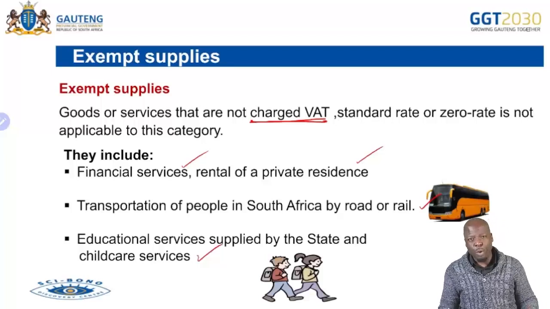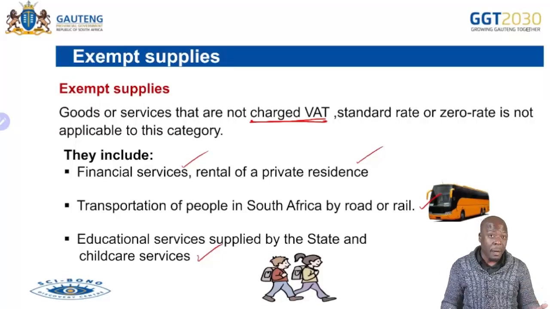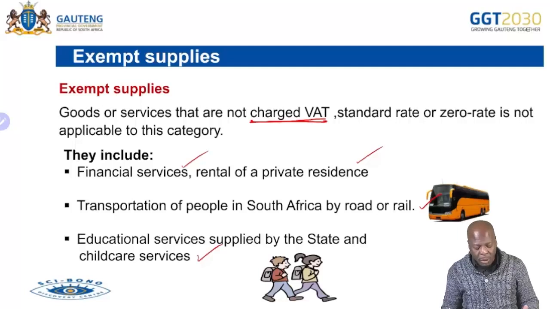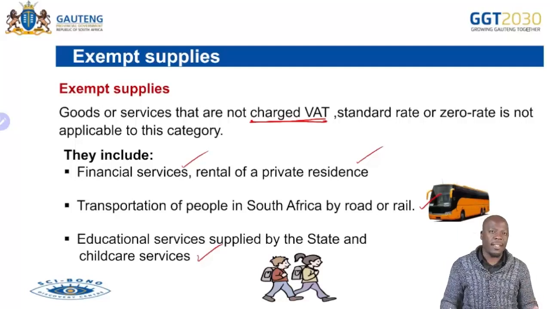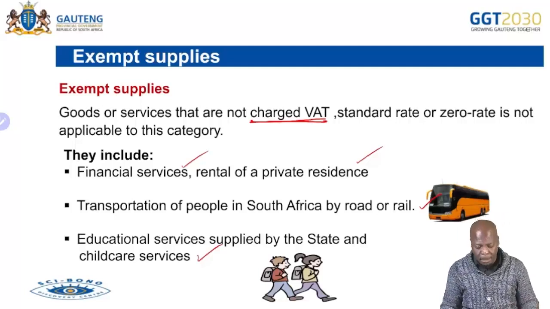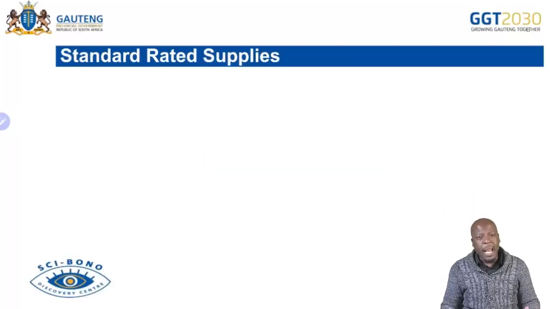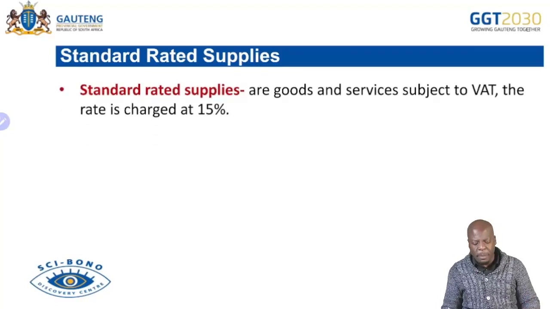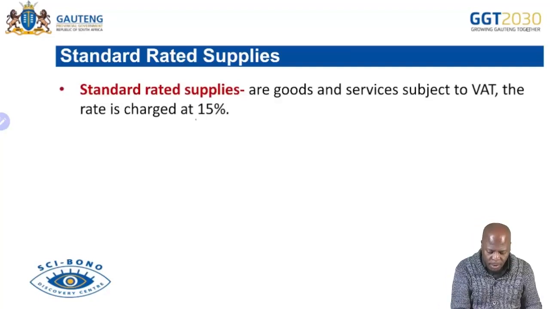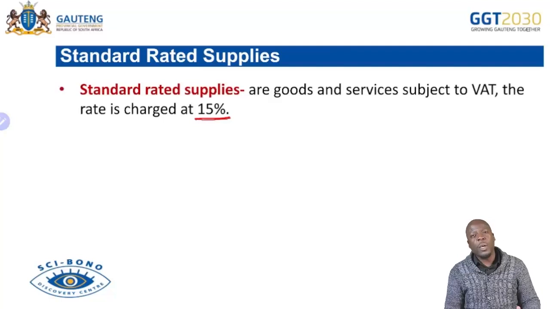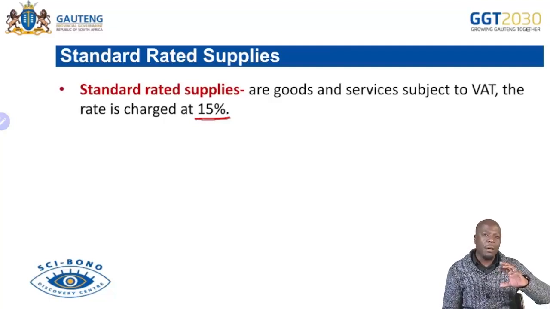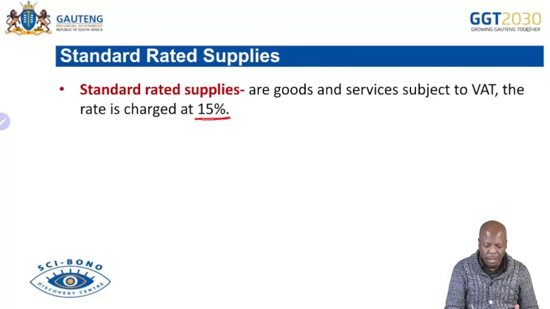Remember, so far I've spoken about the zero rated supplies, and I've also spoken now about the exempt supplies. I'm going to go now to the third type of supply. The third type of supply is what we call the standard rated supplies. Our standard rated supplies are goods and services that are subject to VAT at the rate of 15%. So in our calculations today, we're going to be focusing on these standard rated supplies, and we're going to be calculating VAT at 15%.